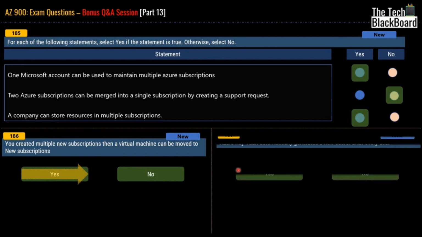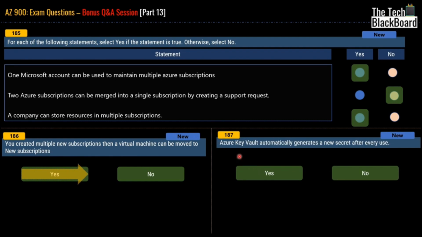Now let's jump to question number 187. It says that Azure Key Vault automatically generates a new secret after every use. The correct answer for this question is no. So Azure Key Vault does not generate a new secret after every use. That's why we have chosen a no here.